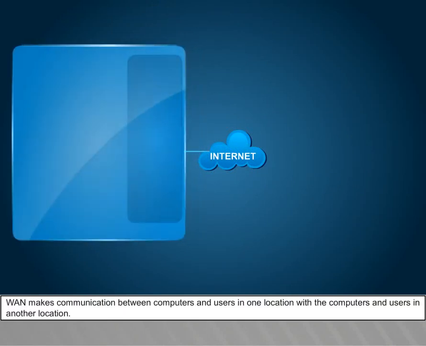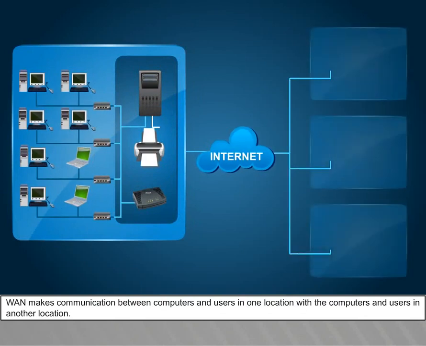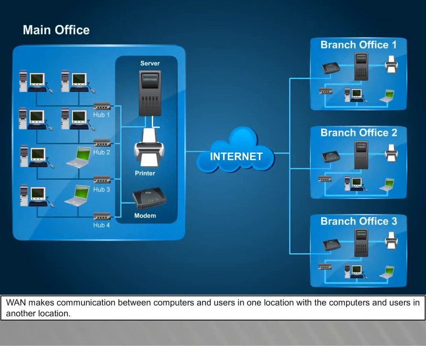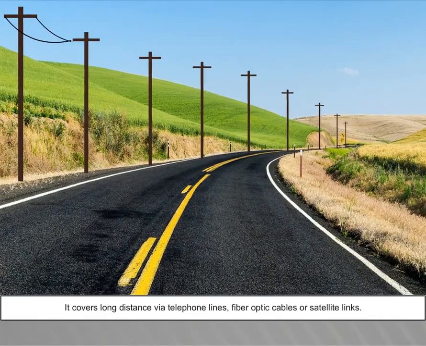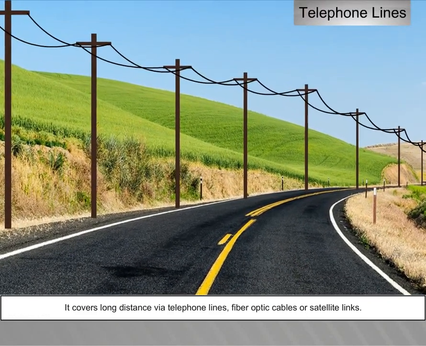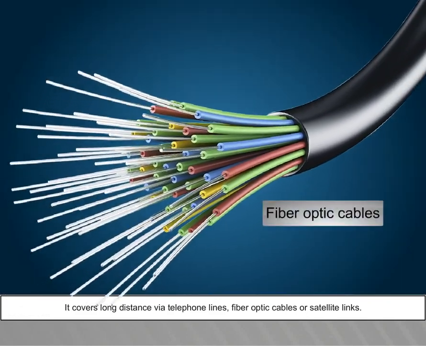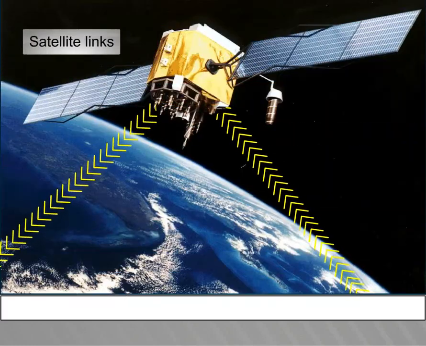A WAN makes communication possible between computers and users in one location and computers and users in another location. It covers long distances via telephone lines, fiber optic cables, or satellite links.